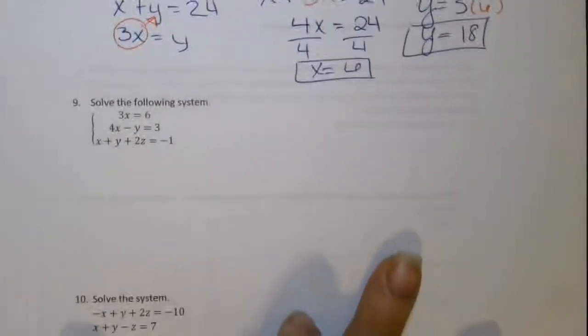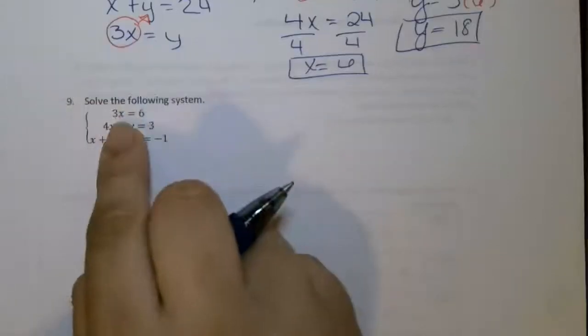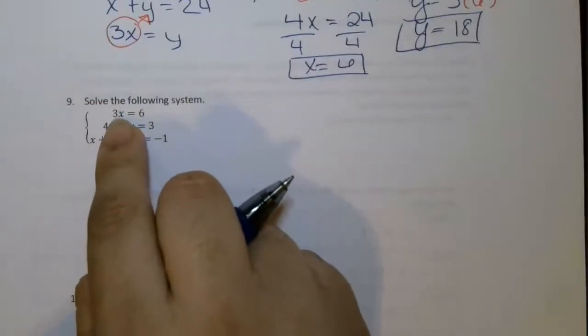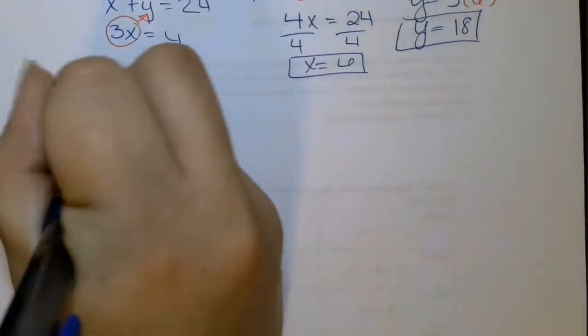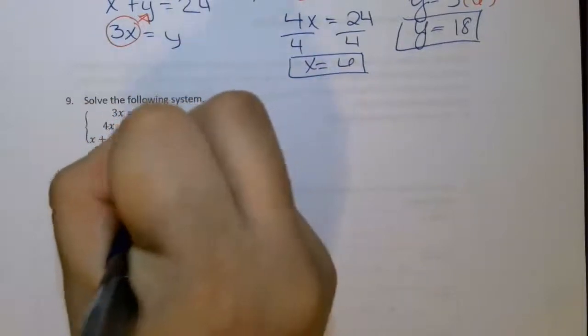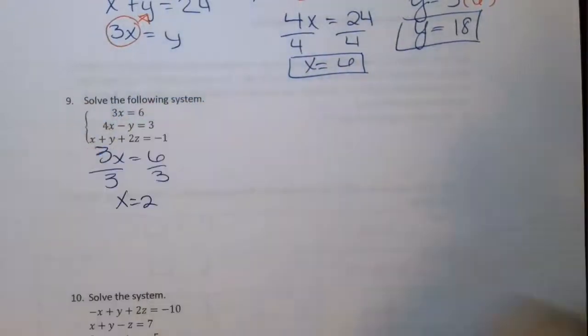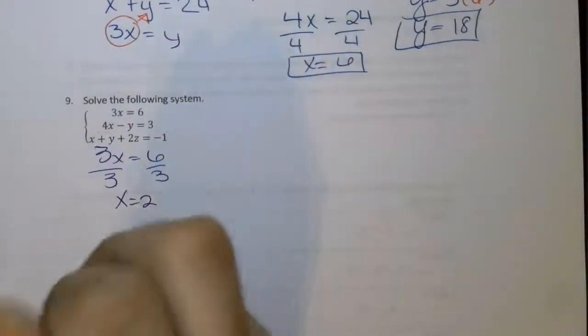Okay. Number 9 wants me to solve the following system. What I do here is I notice that it has x in an equation where there's no other variables. So I'm going to solve for each variable and then move on. So 3x equals 6 is going to be the first equation I solve. I divide both sides by 3. I get x equals 2.